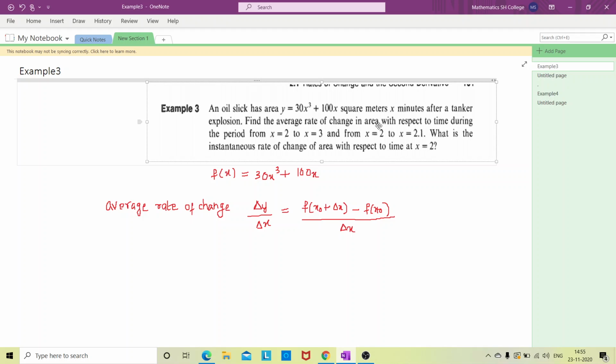So in the last class we have studied the average rate of change. Here you can see that y is not a linear function of x. The degree is 3, so y is not related linearly to x. Here you have y equal to f of x, and f of x is 30x cube plus 100x. Now, average rate of change is delta y by delta x, which is f of x naught plus delta x minus f at x naught, by delta x. And f of x is this.